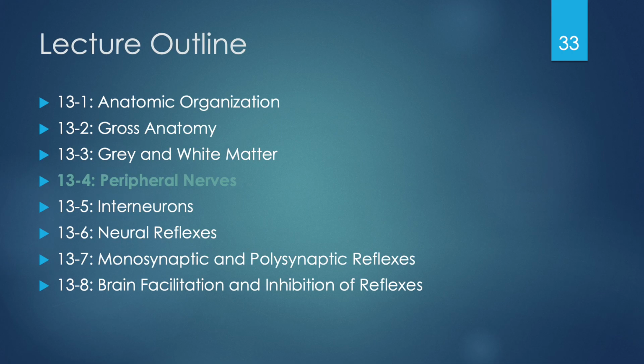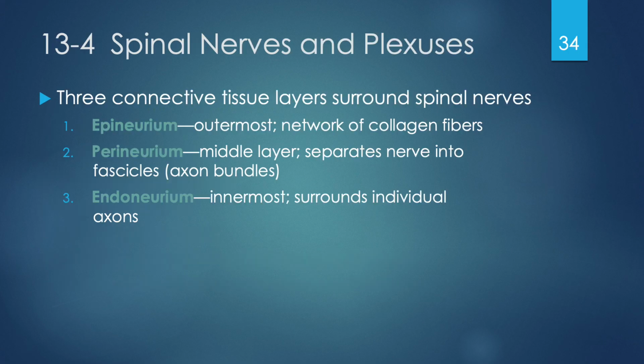All right, let's look at section 13-4, peripheral nerves. Surrounding our spinal nerves, we have three connective tissue layers to protect them: the epineurium, perineurium, and endoneurium. You can always think of this as anything endo is always within. It's the most innermost. Think of endoscopy when we stick a tube down someone's throat to look at their gastroesophageal junction or other stomach structures, for example. So endo is innermost. Peri meaning around, and epi is more of a grand outermost term.